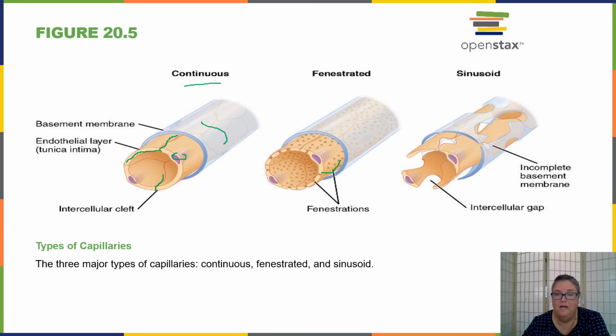And here we have a sinusoid. Oid, when you see that oid, that means in the shape of something. For example, a humanoid robot is a robot made to look in the shape of a human. So this is very porous. You can think of it as kind of some Swiss cheese. We've got an intracellular gap, this incomplete membrane that's going to allow for even more exchange of fluids.